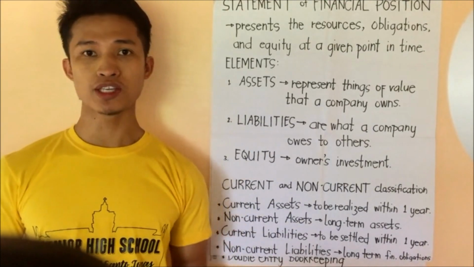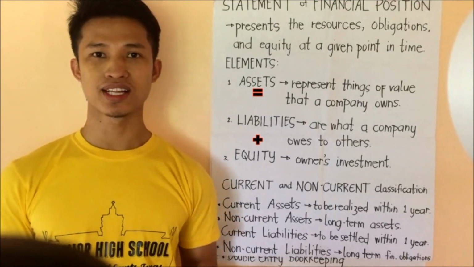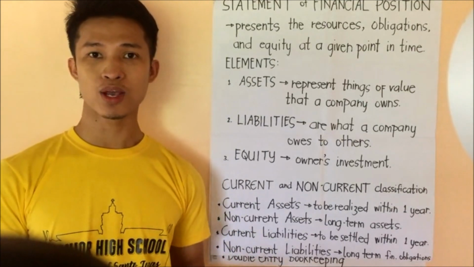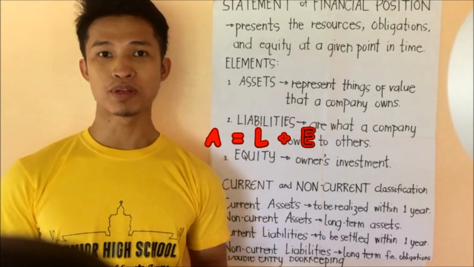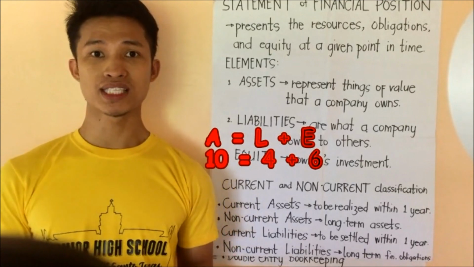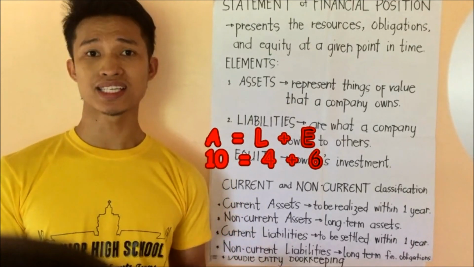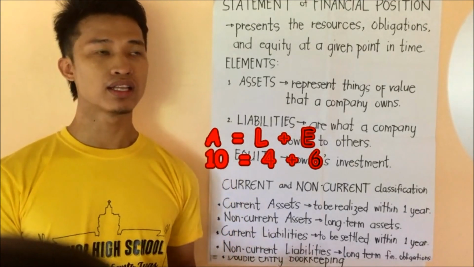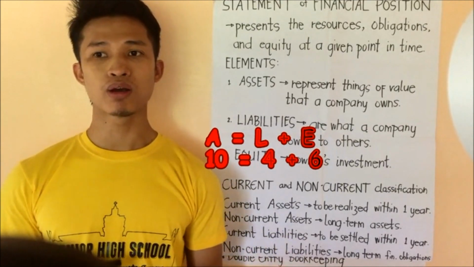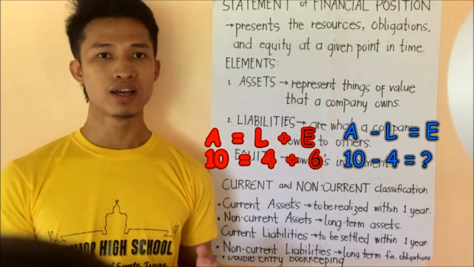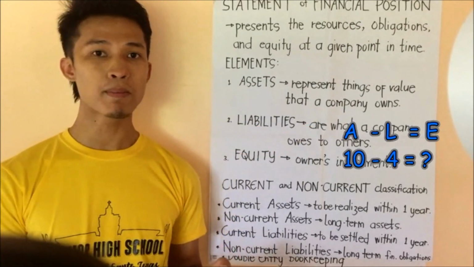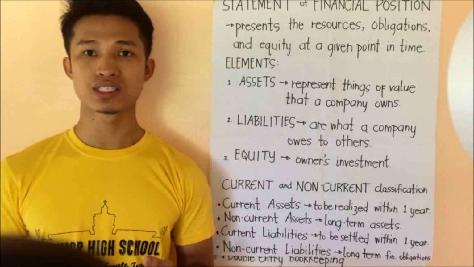Remember your accounting equation. Assets equals liabilities plus equity. So it's A equals L plus E. It's like 10 equals 4 plus 6. Asset is 10, liability is 4, then equity is 6. To get the value of the equity, it becomes A minus L equals E. So 10 minus 4 equals 6.